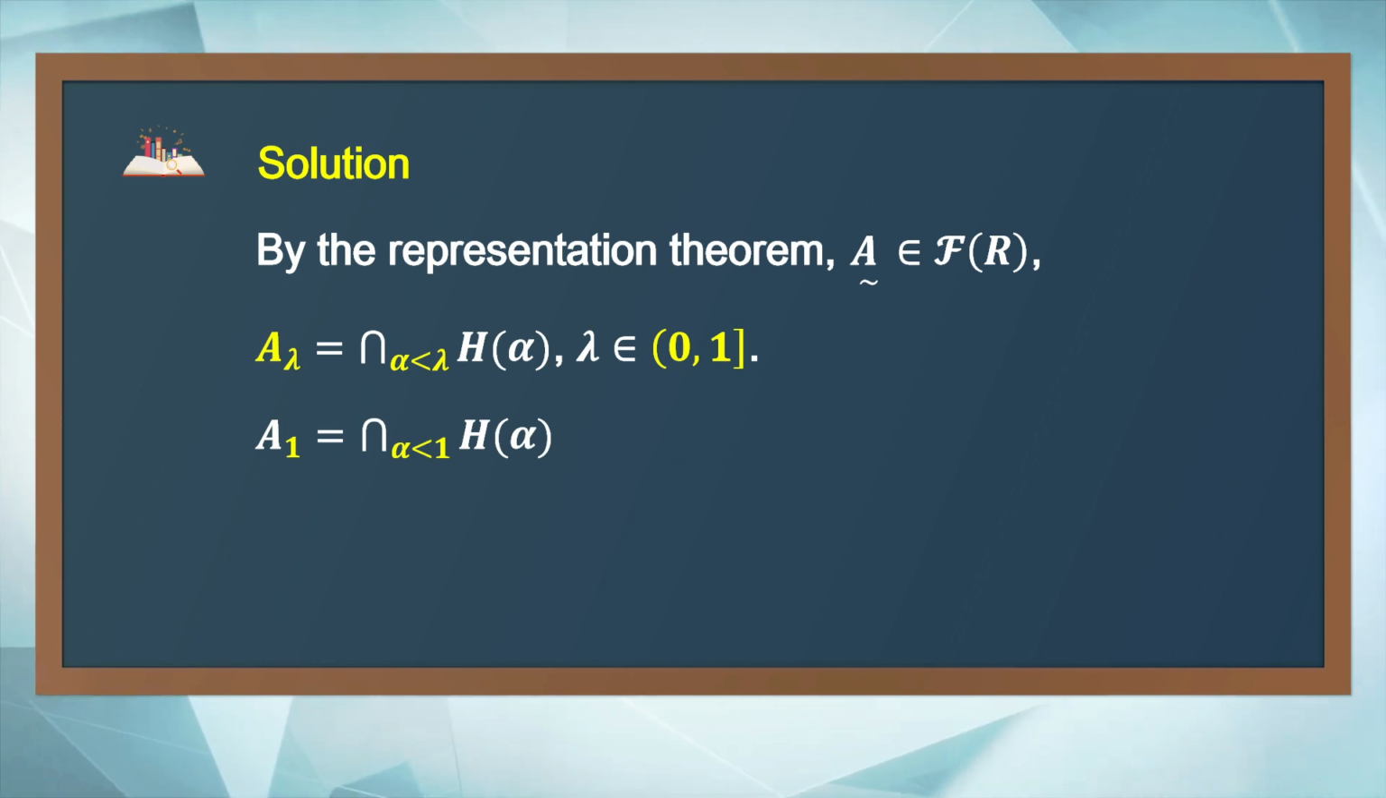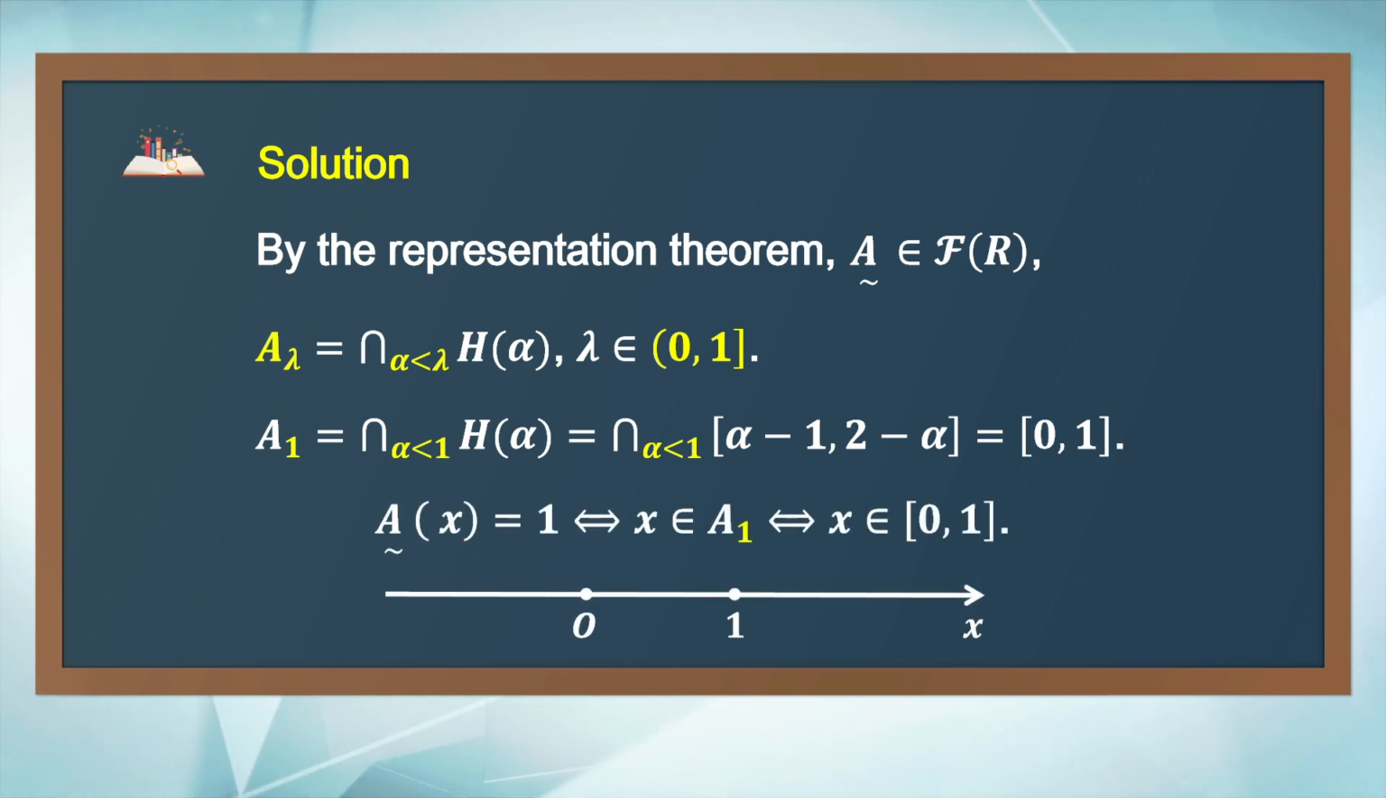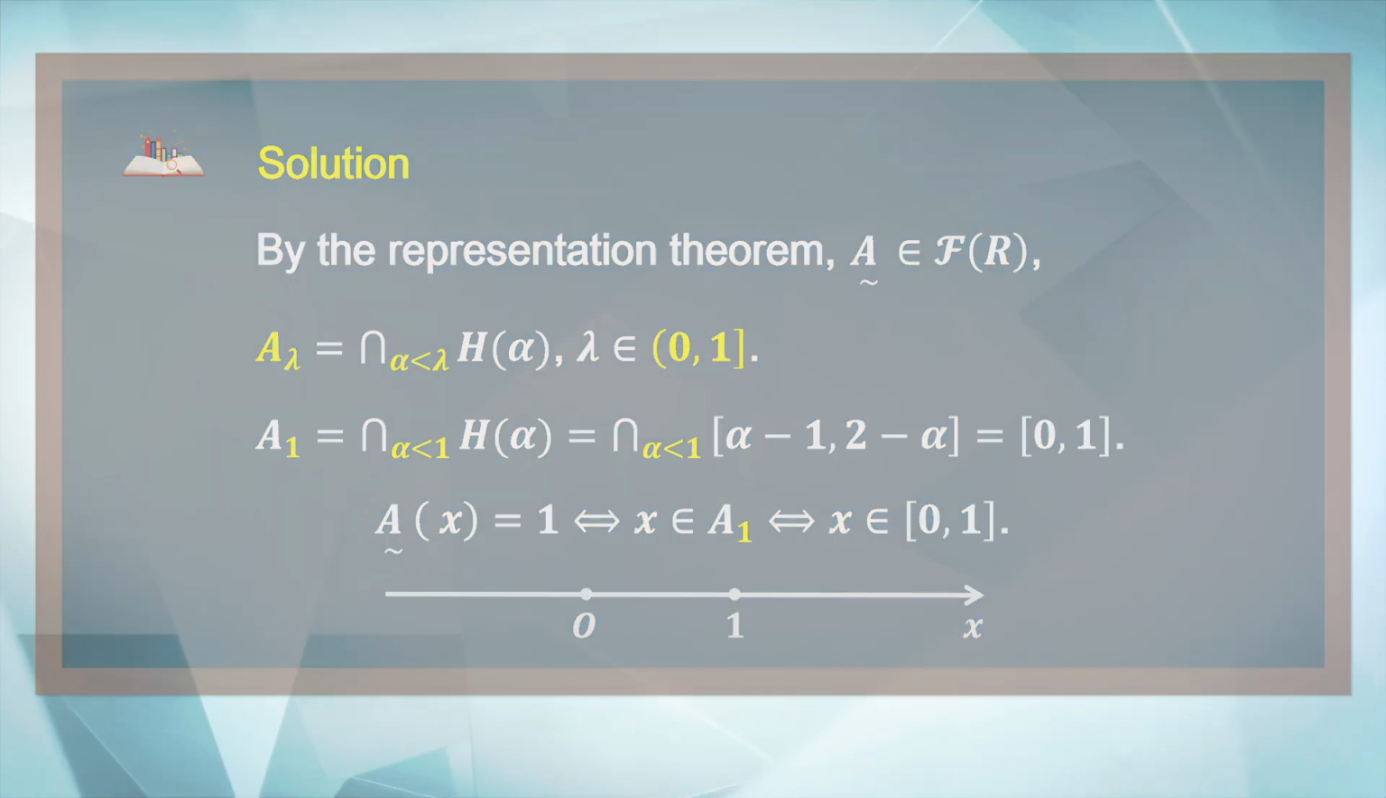Because H of alpha is the closed interval from alpha minus 1 to 2 minus alpha, it is easy to see that the greater the alpha, the smaller the interval. As alpha goes to 1, alpha minus 1 goes to 0, and 2 minus alpha goes to 1. The intersection is the closed interval from 0 to 1, including 0 and 1. Therefore, A of x equals 1 if and only if x is in the kernel of A, if and only if x is in the closed interval from 0 to 1.